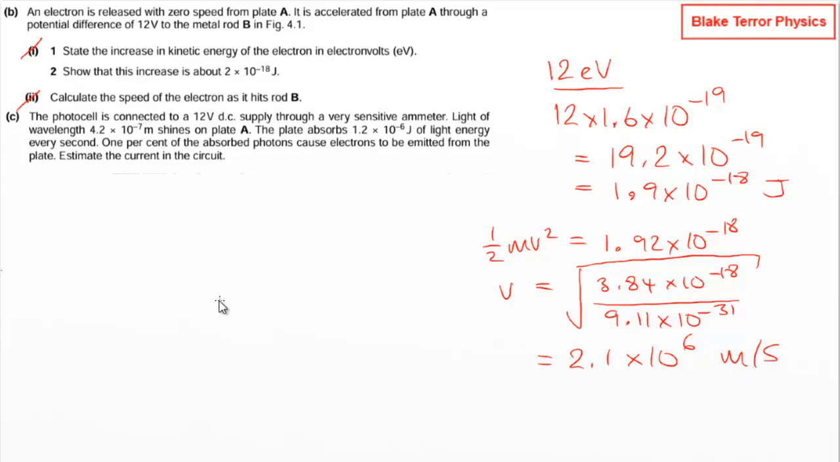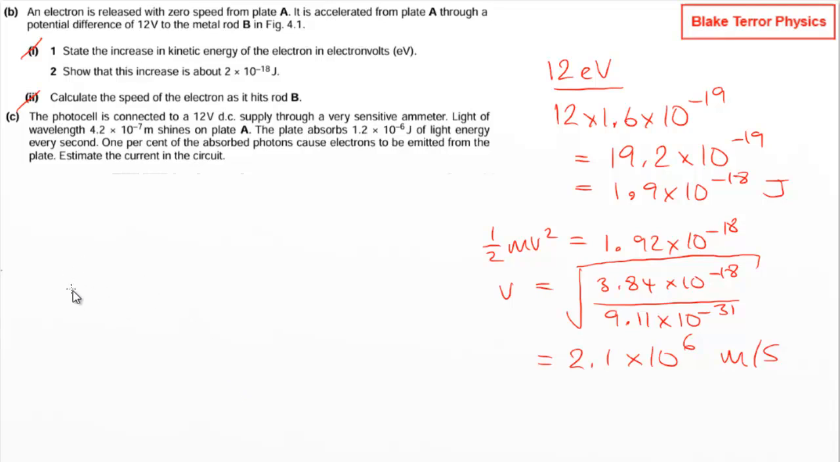Last part of the question. The photocell is connected to a 12 volt DC supply through a very sensitive ammeter. Light of wavelength that shines on the plate. Plate absorbs that amount of light energy every second. 1% of the absorbed photons cause electrons to be emitted. Estimate the current in the circuit.